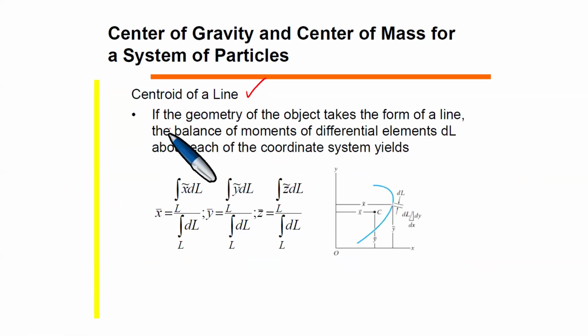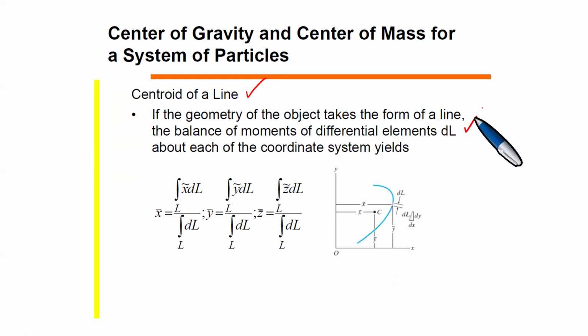But now we want to speak about the centroid of a line. If the geometry of the object takes the form of a line, right? If now we do not have a volume, but we just have a line, and the geometry of this object takes the form of a line, the balance of moments of differential elements dl about each of the coordinate axes yields the following. So for the center of a line, we take a line, the blue one. Now the line has some length.